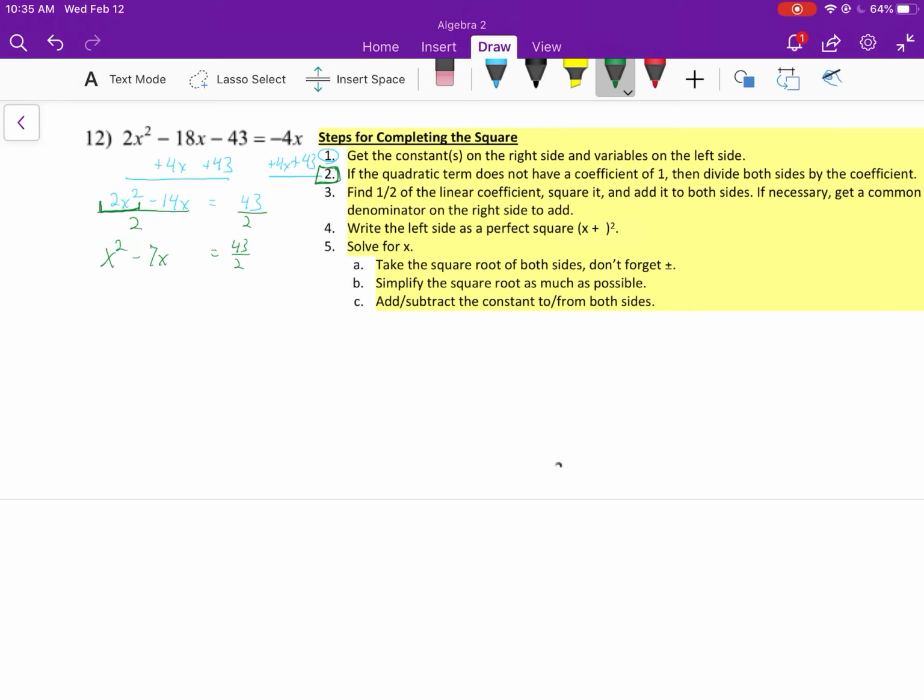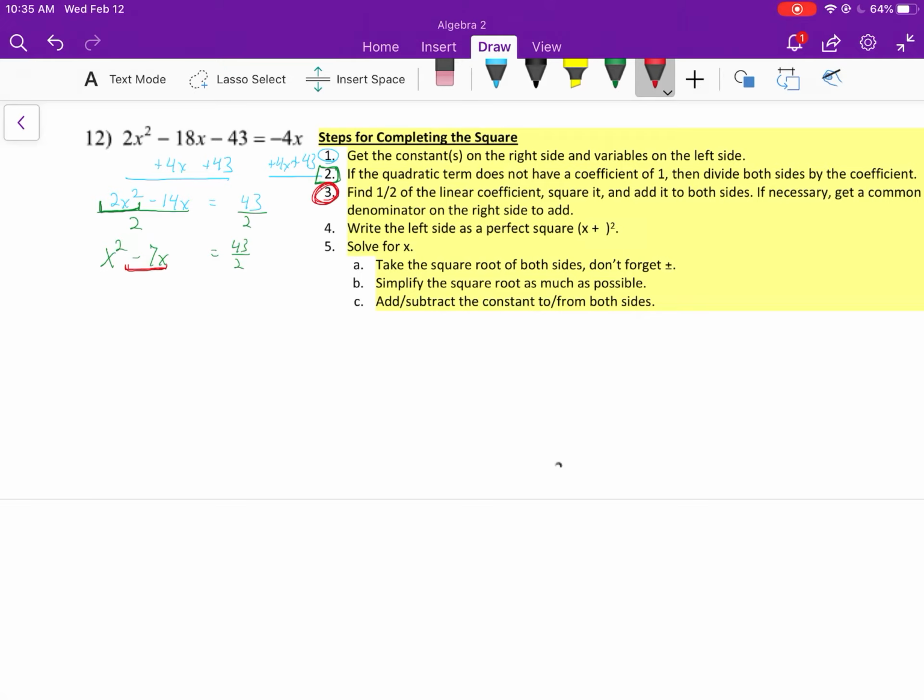So we're done that. Next step, this is the actual completing the square part. So we'll work through this in red. We might end up even adding another color in there, but find half the linear coefficient, square it, and add it to both sides. And then it says if necessary, you'll have to get a common denominator. So we're going to take half the linear term. Well, the linear term is this one. It's the one with just an x to the first.